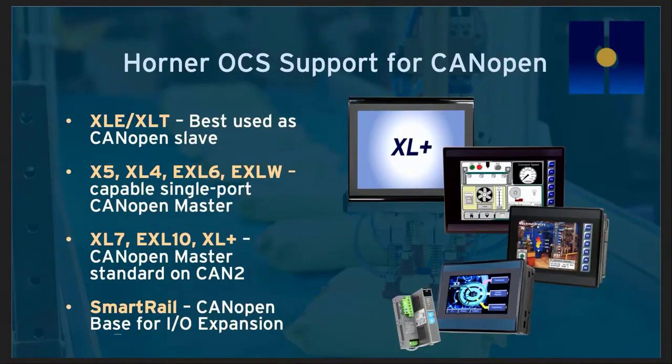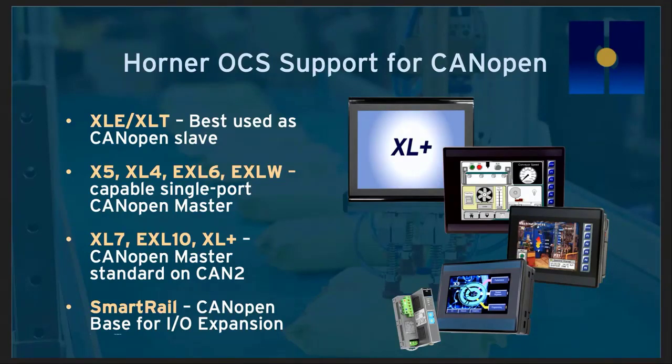All right, let's talk about which Horner products can utilize CANopen. Now, CANopen is not supported in our lowest end products. Our entry-level series, the Micro Series OCS, the X2s, the X4s, the X7s, the X10s, they don't support CANopen. You first get CANopen support really in the XLE and XLT. And if you're looking for, for instance, a CANopen slave, then an XLE or XLT might be a great choice. If you're looking for a CANopen master, then one of our other products would probably be a better choice.